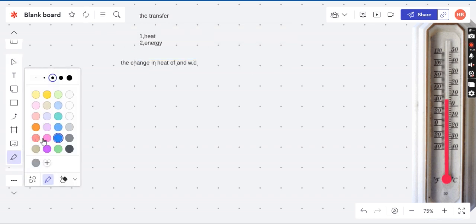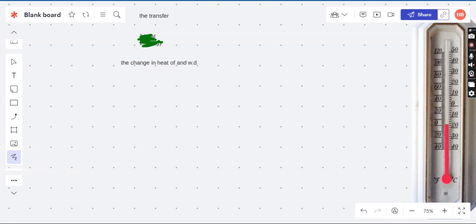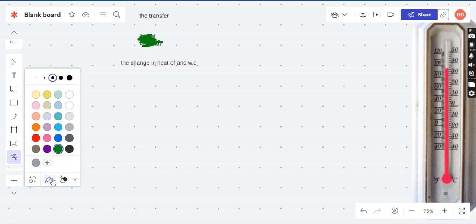Okay, so let's cut that out, it was a minor mistake. Now specifically we're going to talk about the transfer of energy by means of change in heat, not work done.